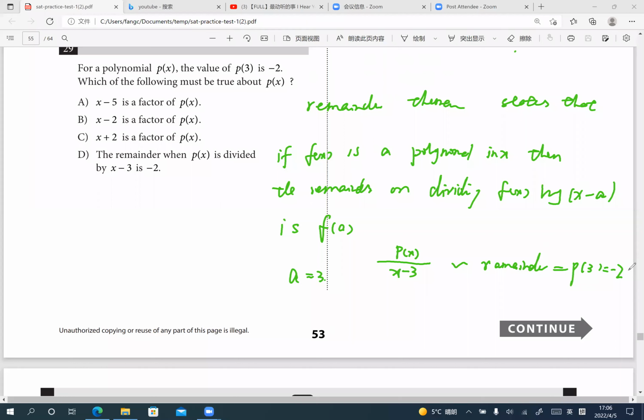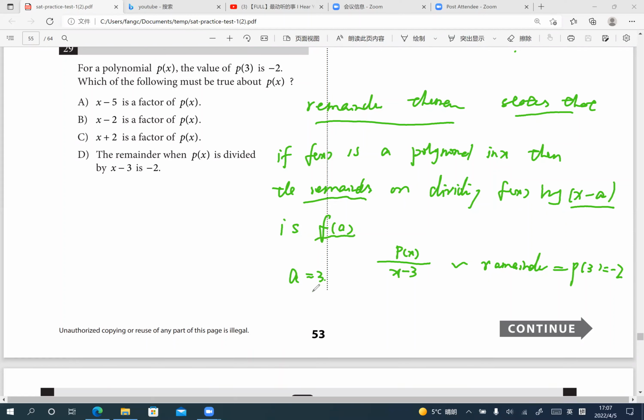Question 29. For a polynomial p of x, the value of p of 3 is negative 2. Which of the following must be true about p of x? According to the remainder theorem, which states that if f of x is a polynomial in x, then the remainder on dividing f of x by x minus a is f of a.